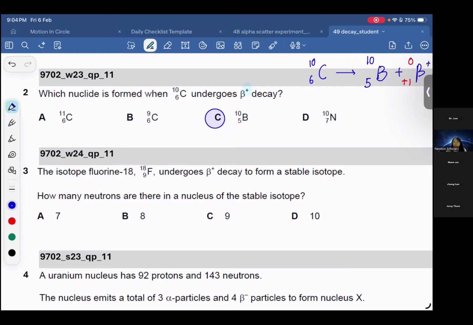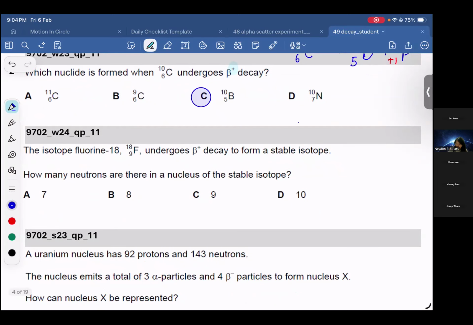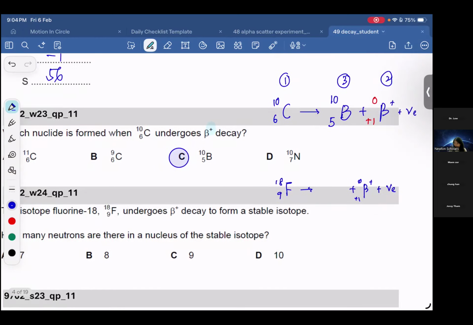Chonghan, yes. Vashini, yes. Fatima, yes. Prasan, yes. Kai-Chen, no. Kai-Chen, maybe some carelessness here. So here, 18F9 undergoes decay, plus beta plus, 0 plus 1. If you want to complete it, this is neutrino. There is one more neutrino.